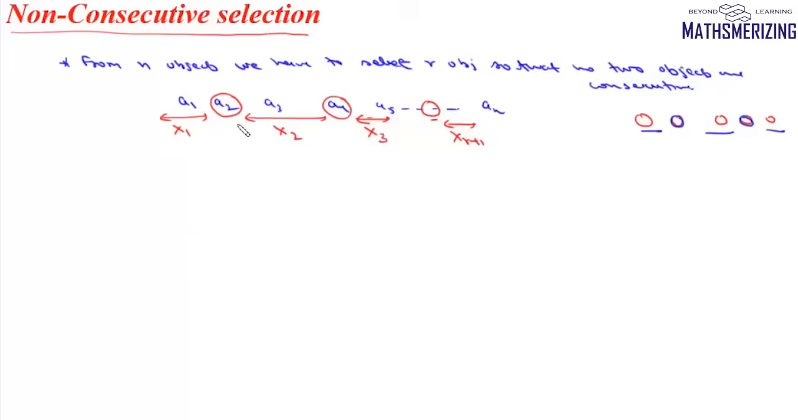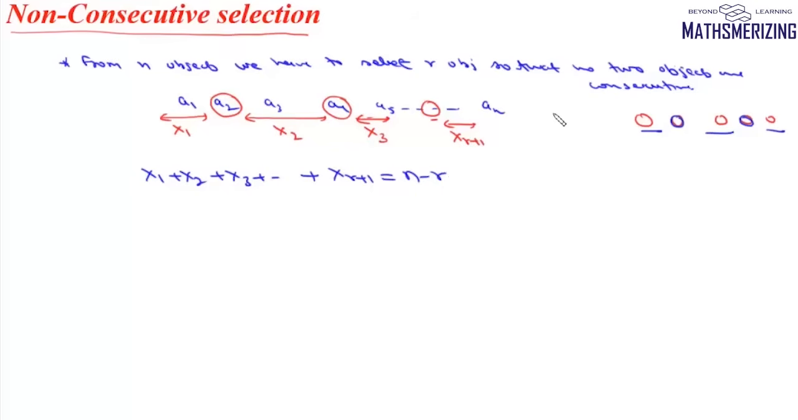Now the total number of elements which we have selected is r, and the total number of elements which we have not selected is n minus r. So basically this value, which is x1 plus x2 plus x3 plus x(r+1), must be equal to these remaining elements, which is n minus r.